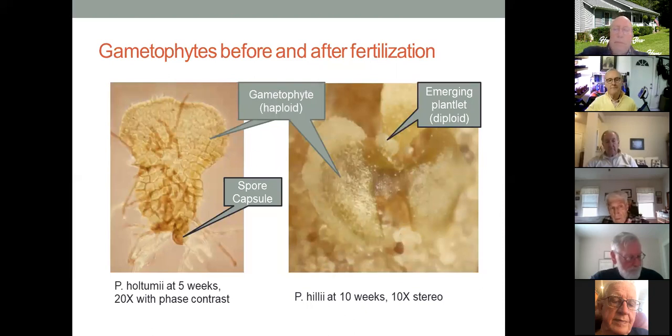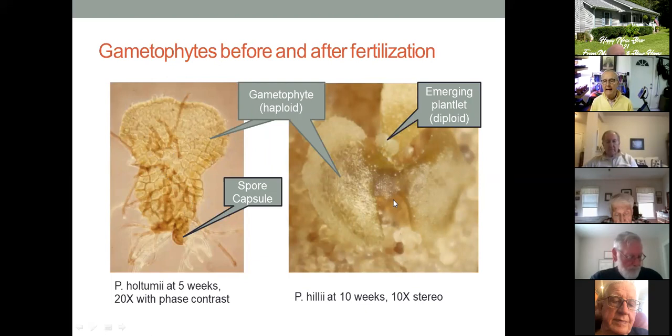Here's a couple of photos that I made. This first one was made with a phase contrast microscope at about 20x, which is a very low magnification, but this gametophyte is about 5 weeks old, and you can still see the little spore capsule here where our plantlet began to emerge. And these structures are the rhizoids that allow this thallus to absorb water and basically sustain it.